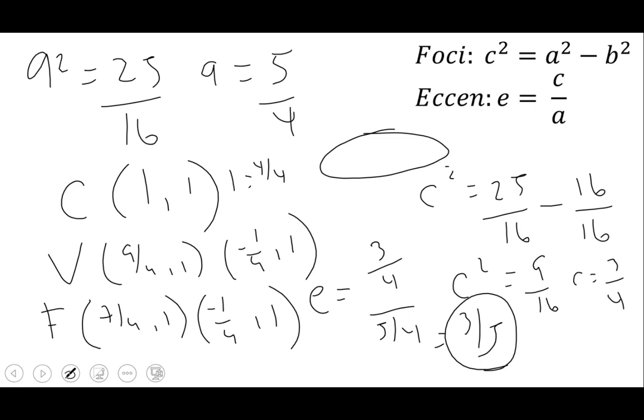Sorry, I think that this should just be positive 1/4. I knew that looked wrong. You can't have the vertices and foci on top of each other. That wouldn't make sense. So you have a positive 1/4 for that second focus. Sorry about that.